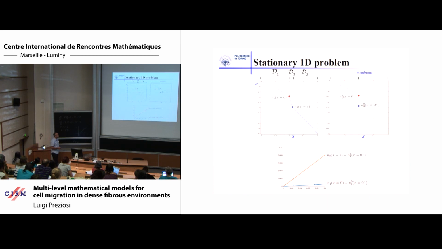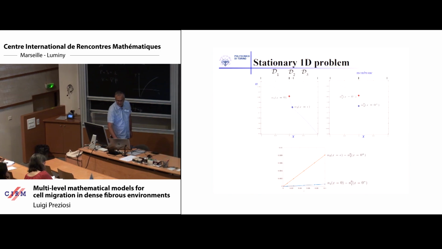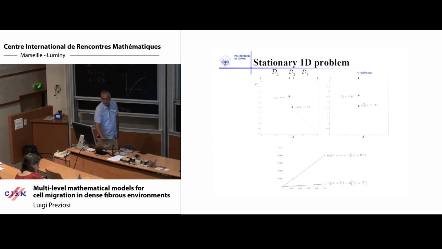And if you compute this difference, you find that this model converges to that one linearly with the thickness of the membrane. So if the membrane is very thin, it's much better to use the membrane model and that interface condition. So this is just a way to check numerically that the limit procedure was correct.